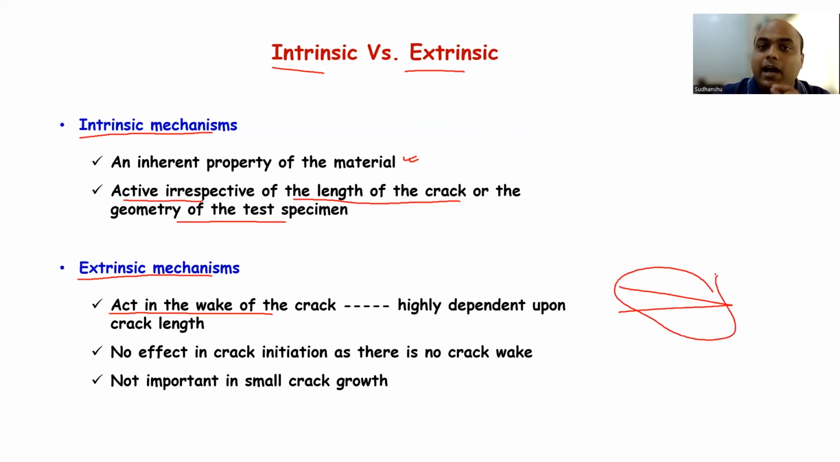Okay? And they are highly dependent upon the track length. So if your track length is larger, think about your fiber bridging case. If your track length is higher, that means you can have more fiber bridging as compared to if your track length is lower. So these extrinsic mechanisms are highly dependent upon the track length.